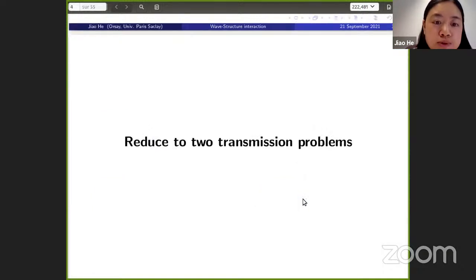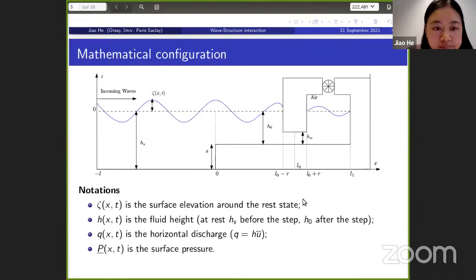And so how to reduce this problem into transmission problems? The mathematical configuration is the following. As I said before, given an entering wave, the wave will move on and pass through this step, which we call topography, and then it will pass through the floating object and enter the chamber and activate the turbine.